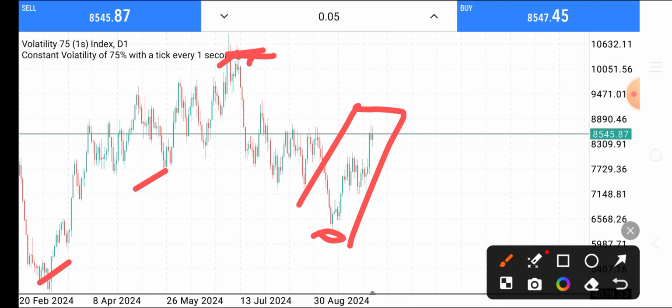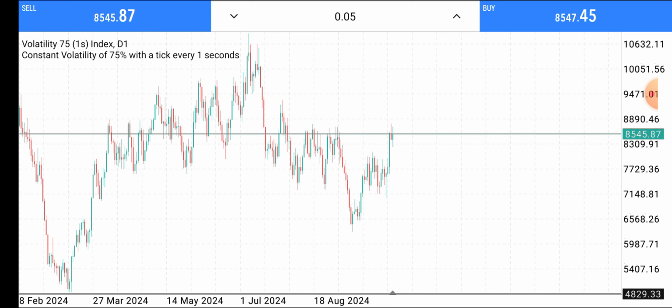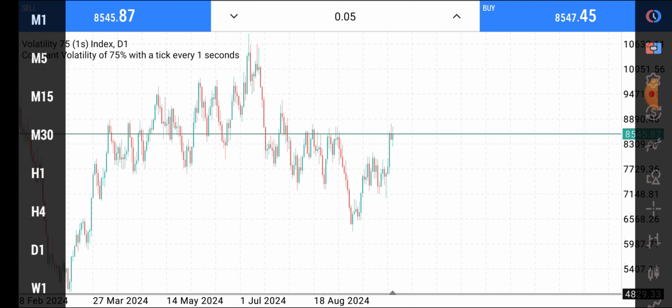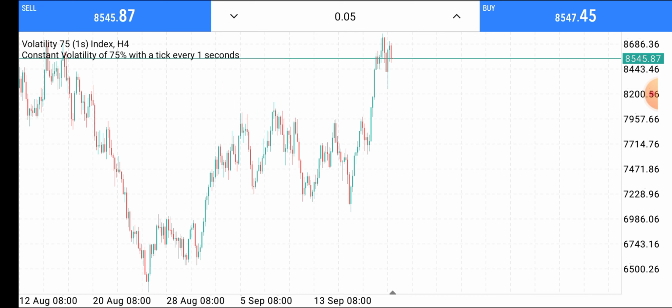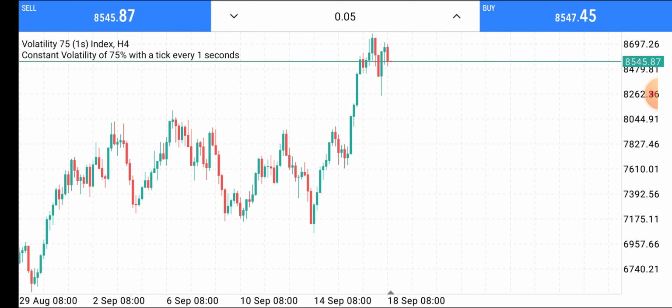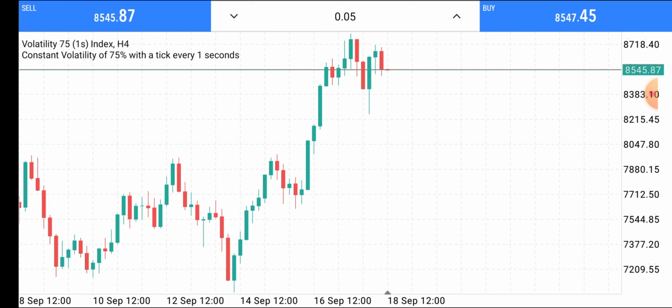So for us, rule number one, you have spotted the structure. Rule number two, look for an order block. So for us to look for an order block, we'll go to our analysis time frame. I don't do my analysis on daily. I do my analysis on the 4 hours. So on my analysis time frame, the 4 hours, is where I'm going to spot my order block.